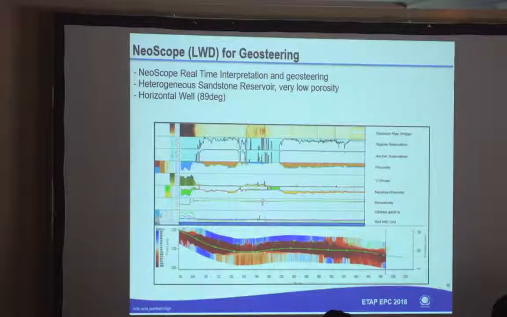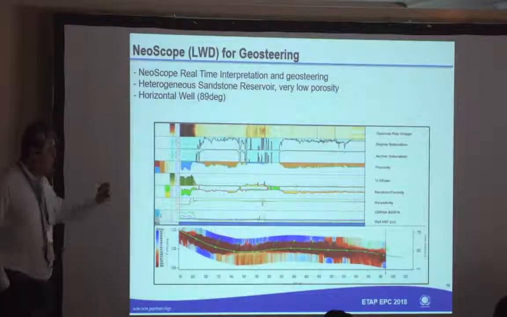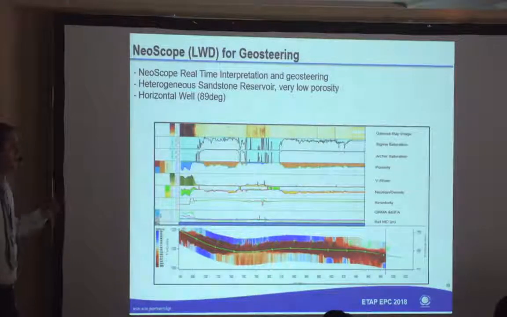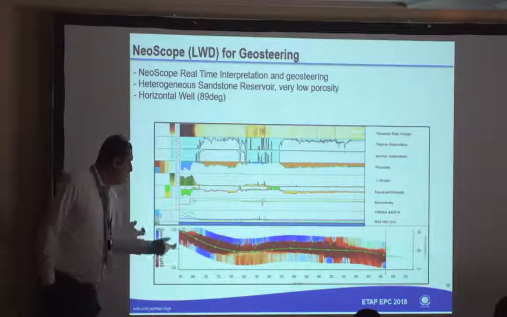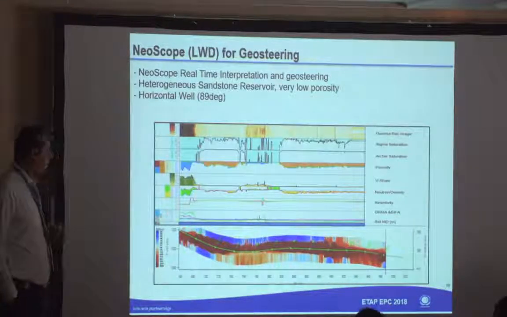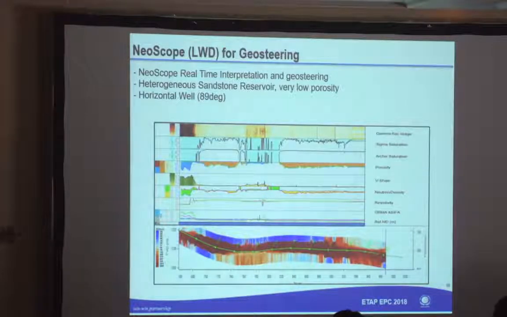As I mentioned, the tool can be used in various environments. In this example, we have the tool logged in a horizontal well for the purpose of geosteering. In addition to the periscope, the tool was run in this horizontal well in order to detect and locate the sweet spot within the reservoir. This is the reservoir, and the logs generated by the tool will enable us to take the decision to keep going in the sweet spot.